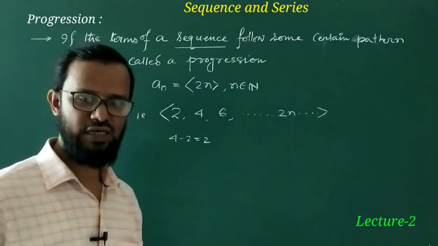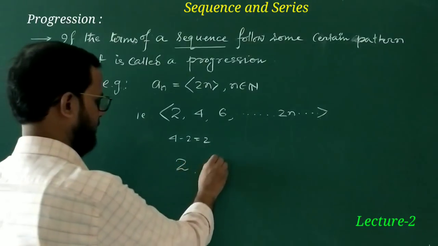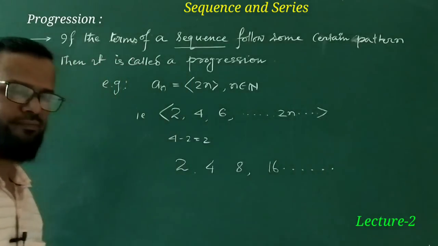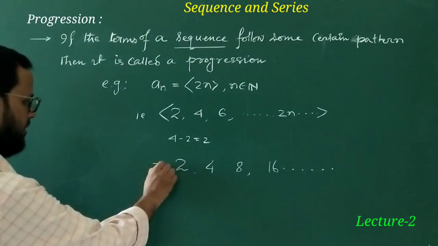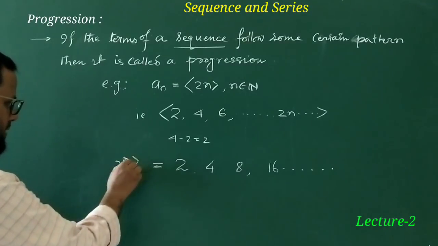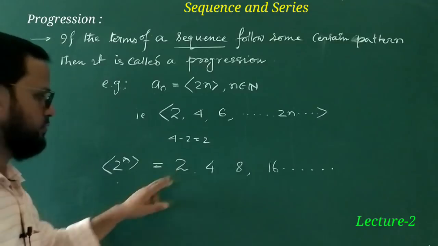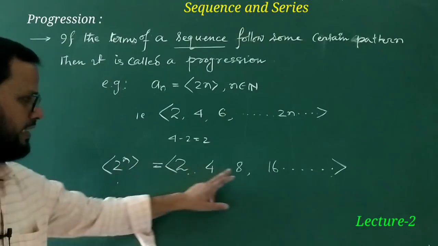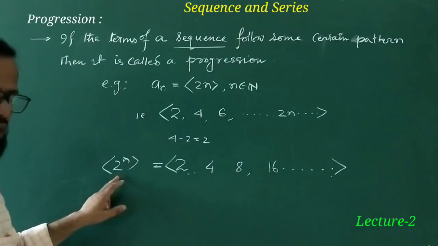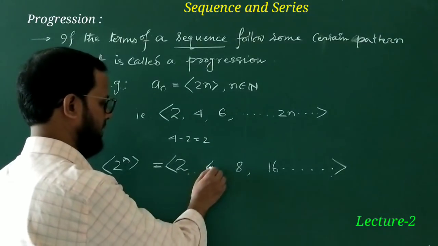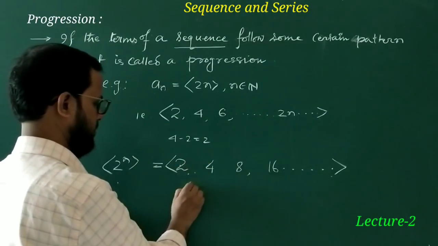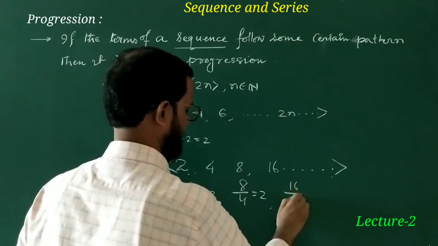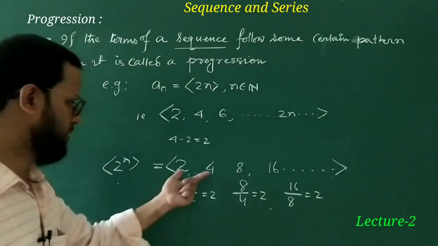There are many types of examples, like suppose 2, then 4, then 8, then 16. These can be written as 2 to the power n. This is a sequence. If you put n equal to 1, you are getting 2. If you put n equal to 2, you are getting 4. If you put n equal to 3, you are getting 8. So this is also a sequence, and this sequence maintains a pattern: the ratio between two consecutive terms. You see 4/2 equal to what? 2. 8/4 equal to 2. 16/8 equal to 2. That means the ratio between two consecutive terms is constant.